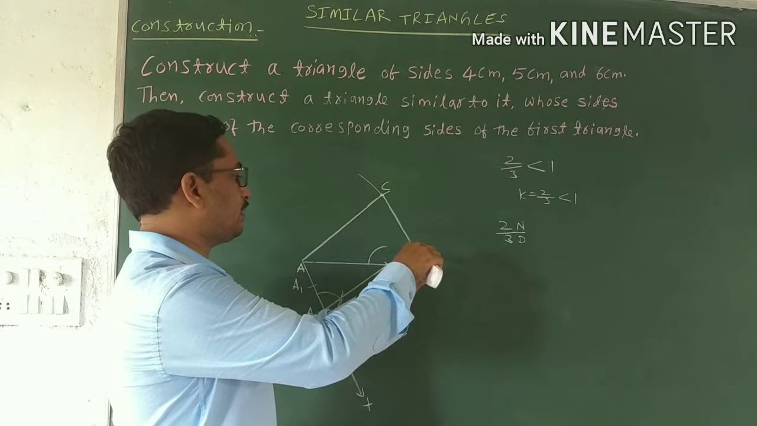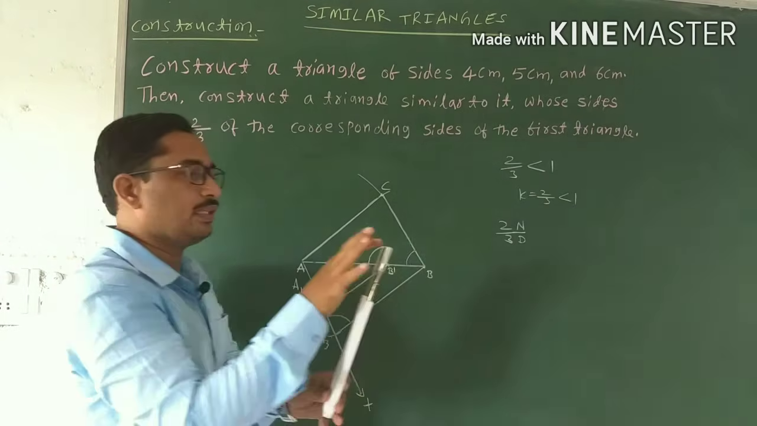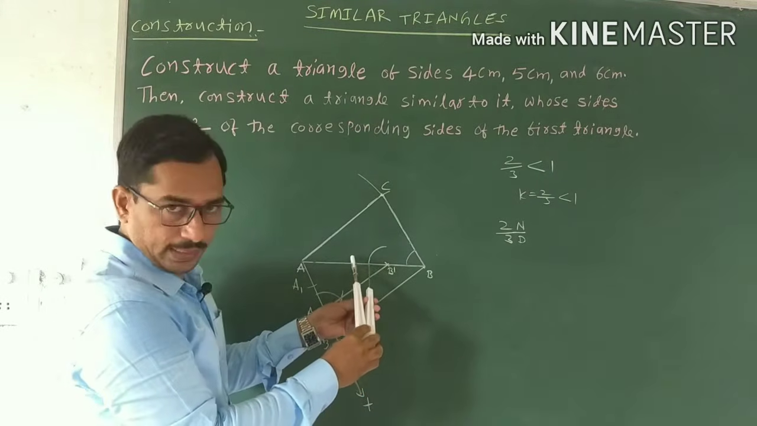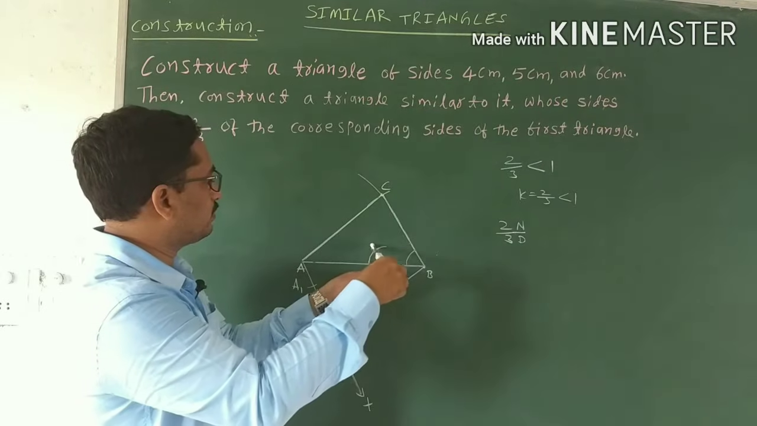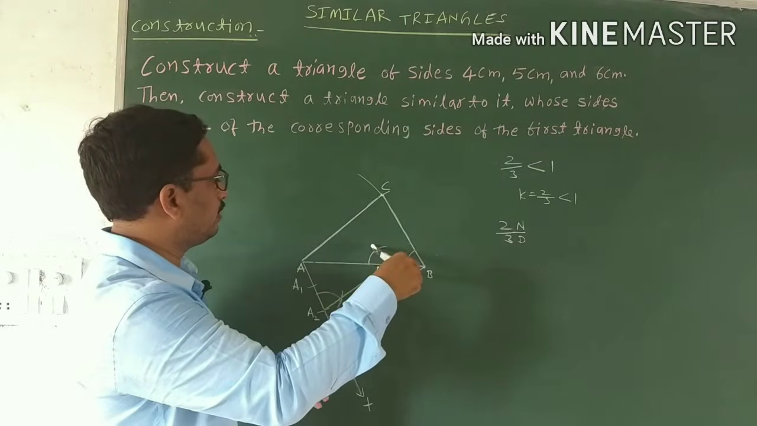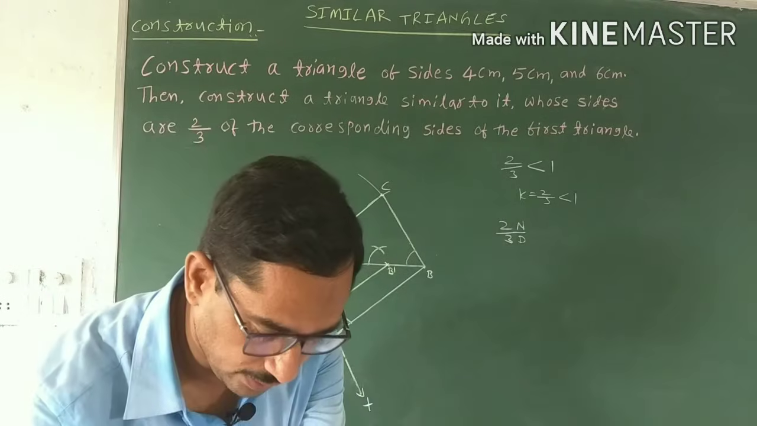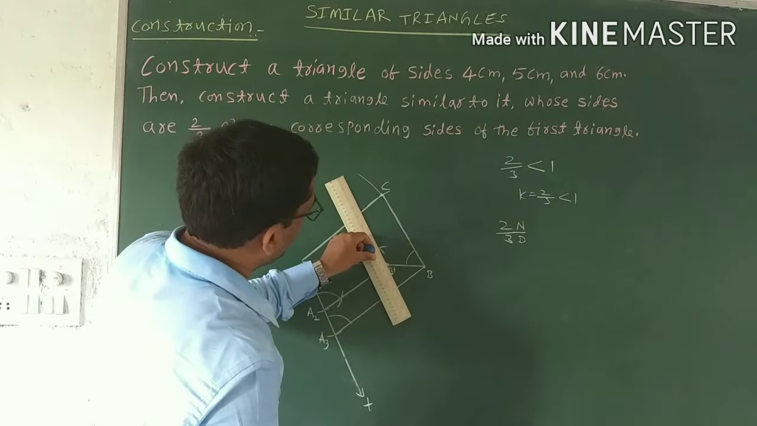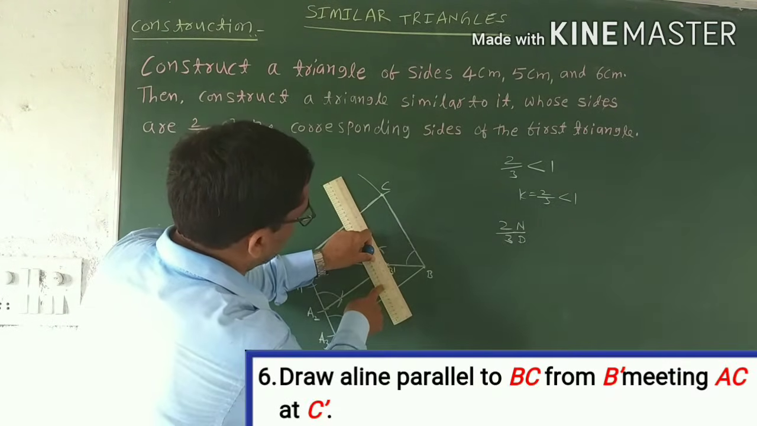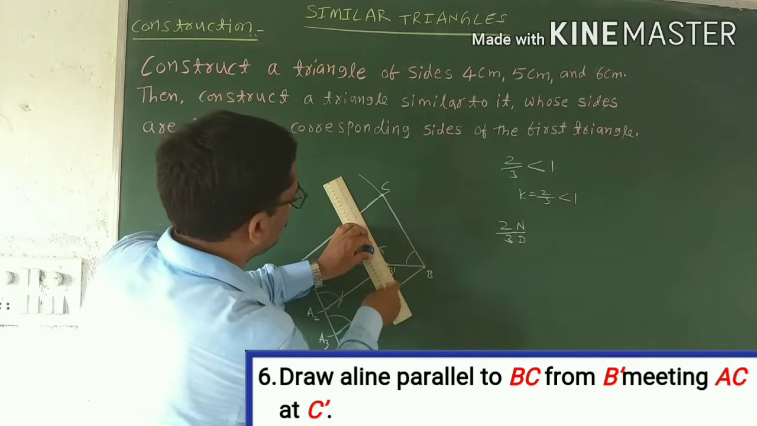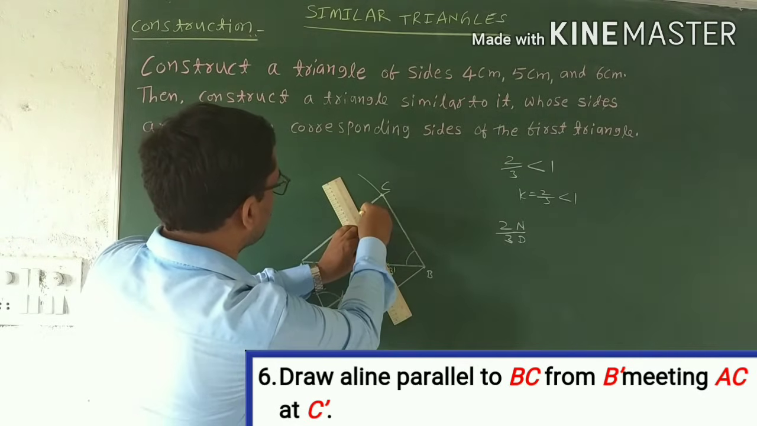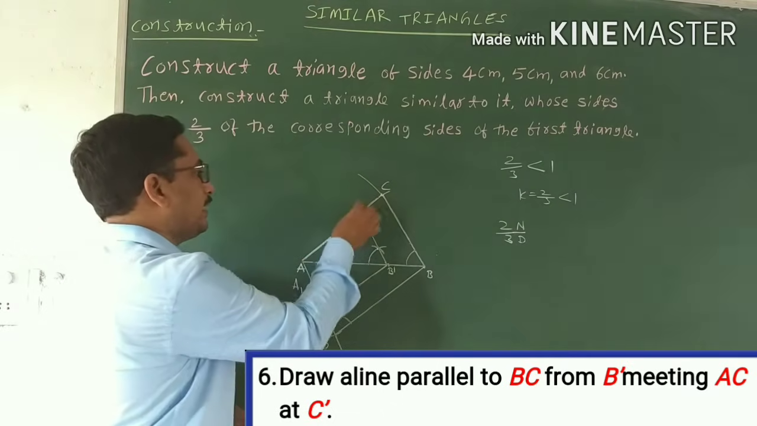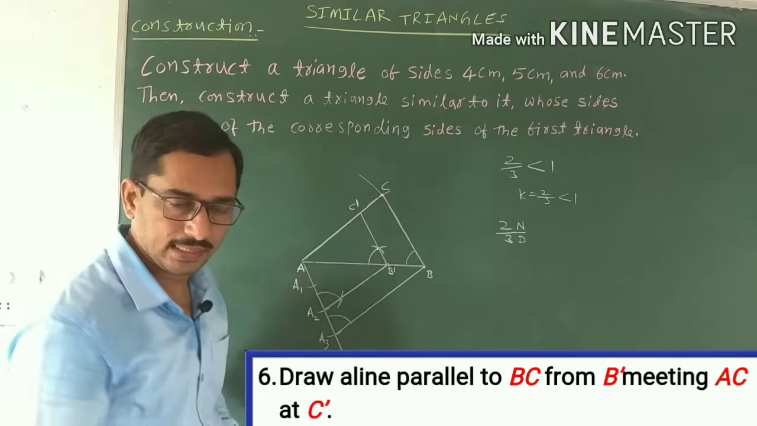Next, again take the length of the arc which is drawn from B, and with this length, take the center at the arc which is drawn from B dash and intersect the arc like this. Now look at the point of intersection of the two arcs. Now draw a line from B dash which is parallel to BC. This line intersects AC at C dash.